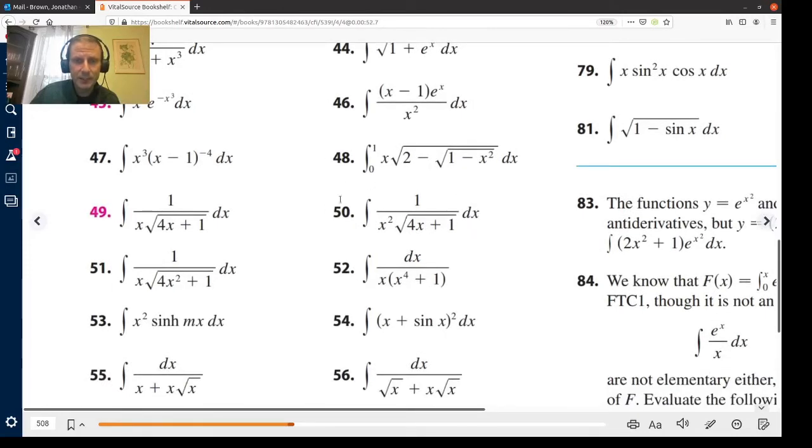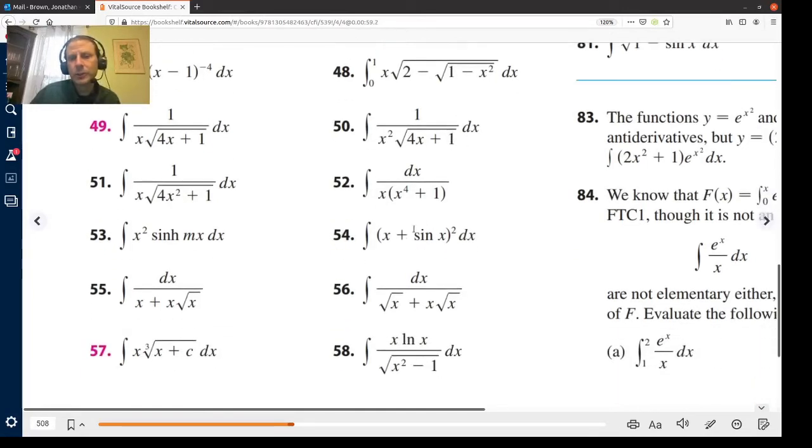For 50, there's a couple ways to think about it. If you just let u be the radical, then you'll be able to get rid of the radical, you'll be able to get rid of the x's, and you're going to wind up with some kind of complicated rational function, but that could be done using partial fraction decomposition.